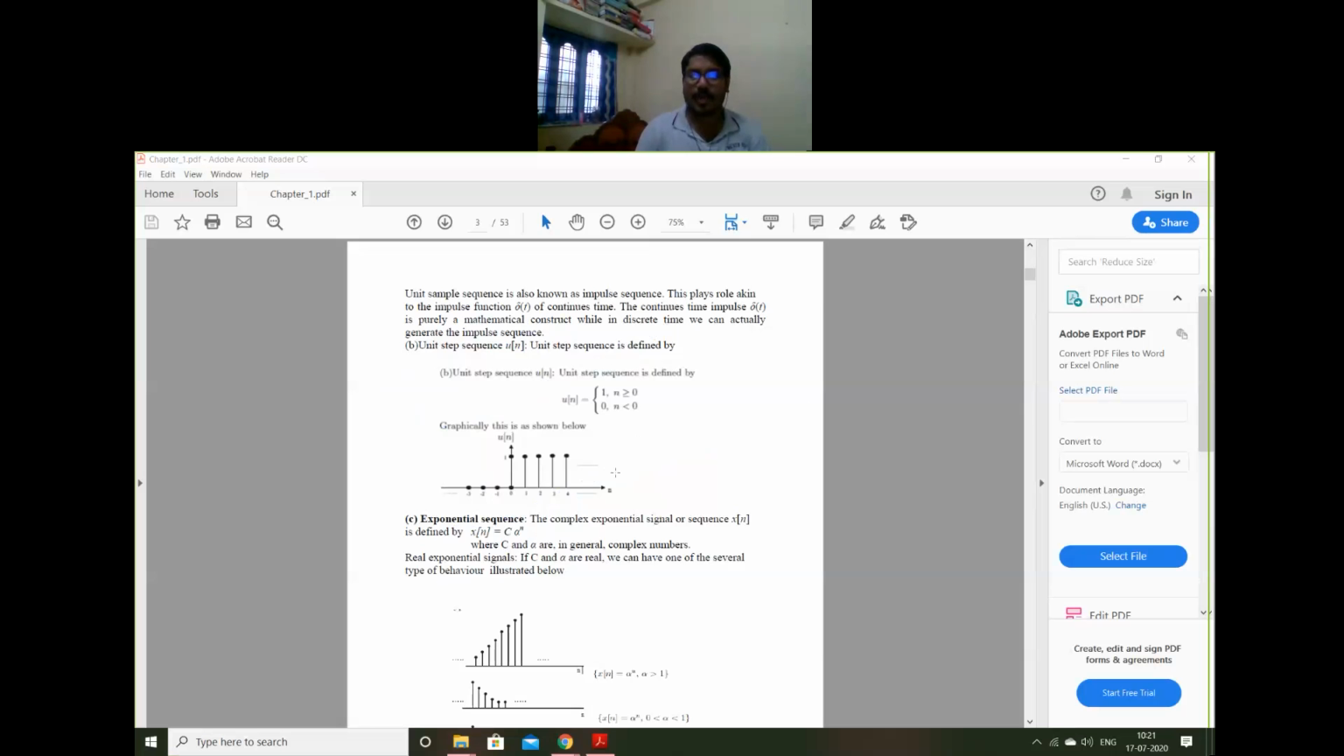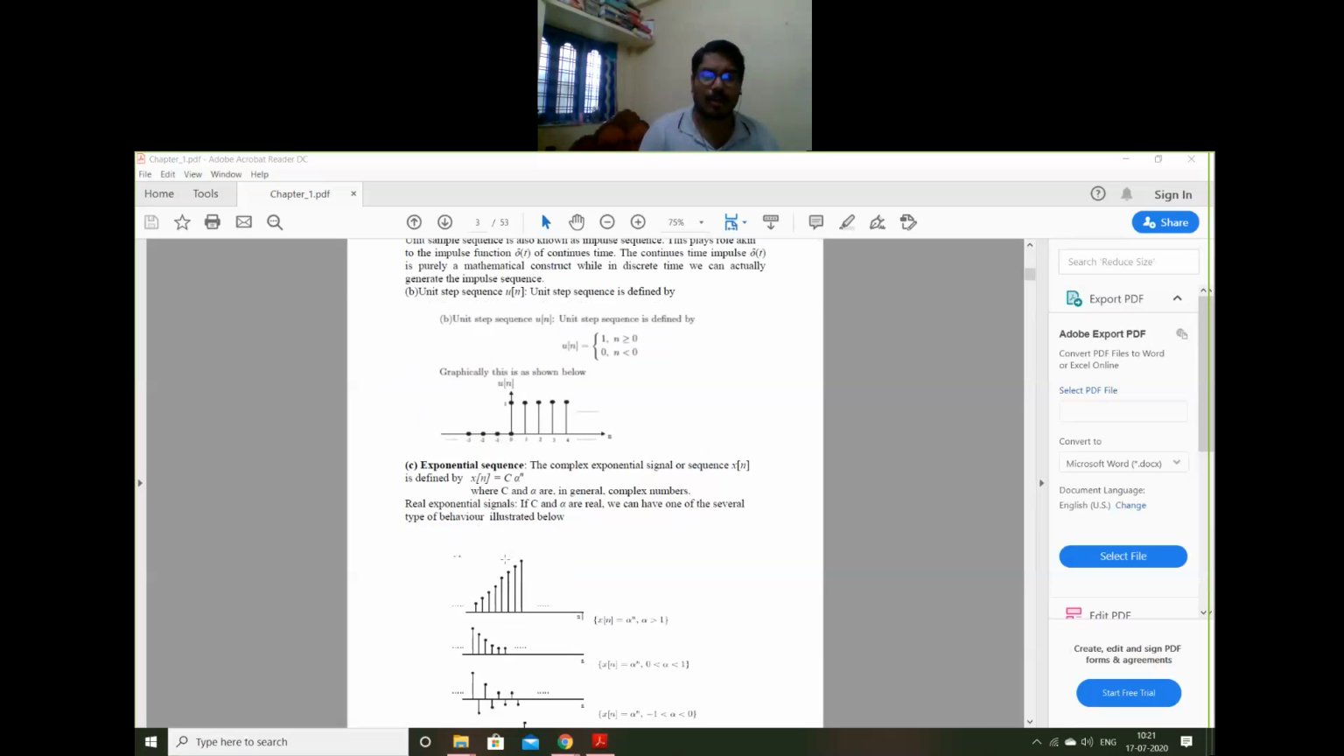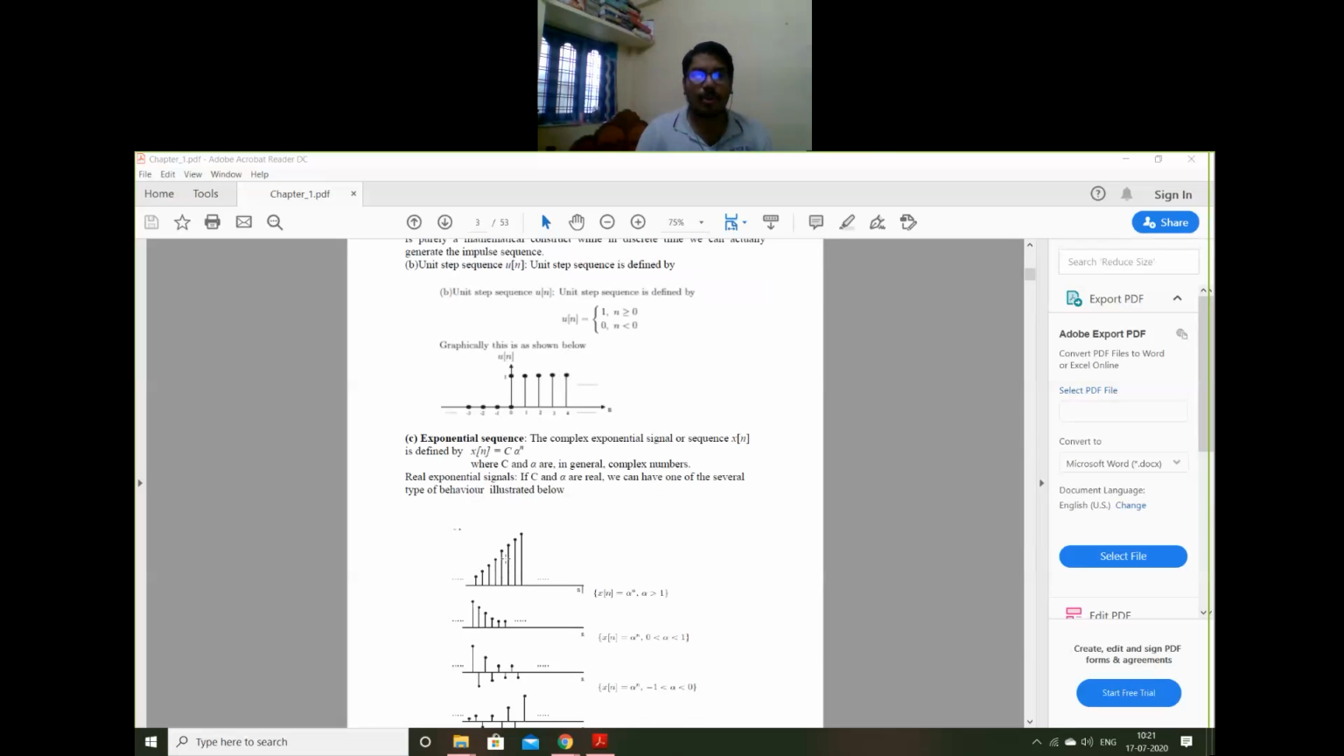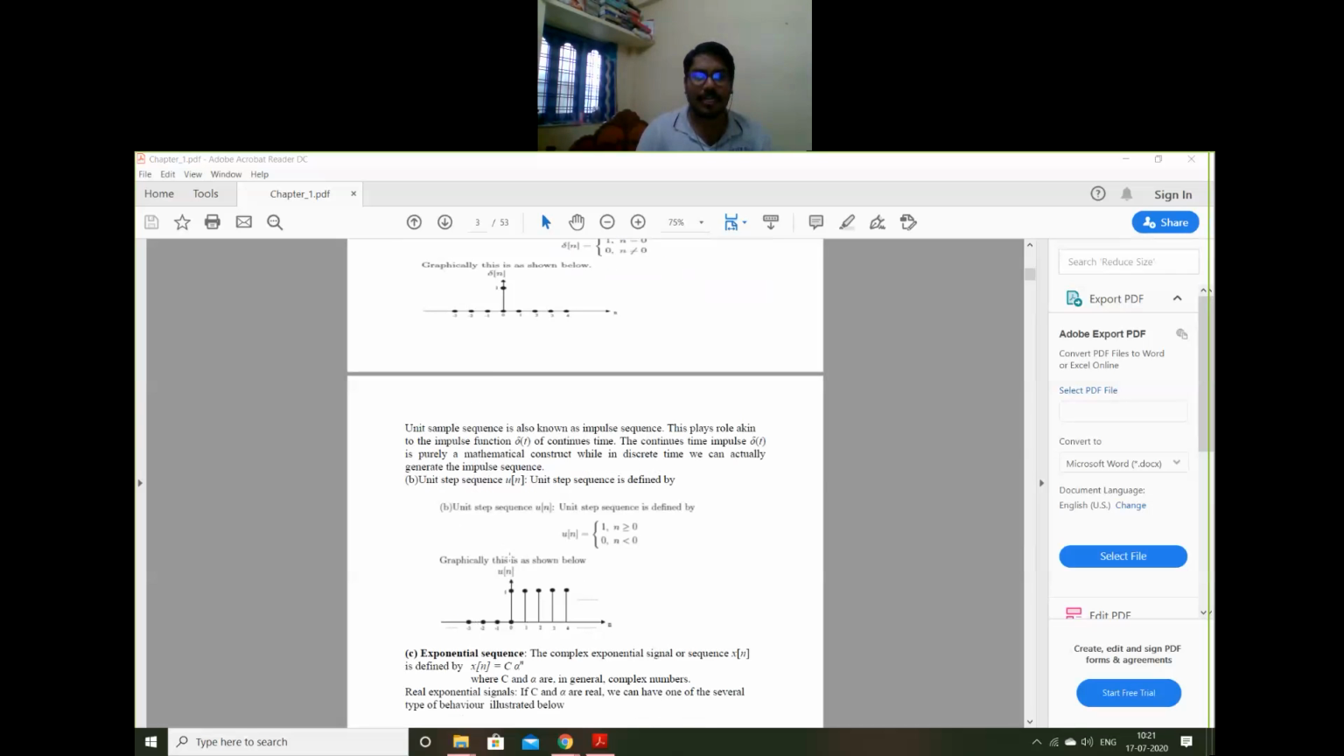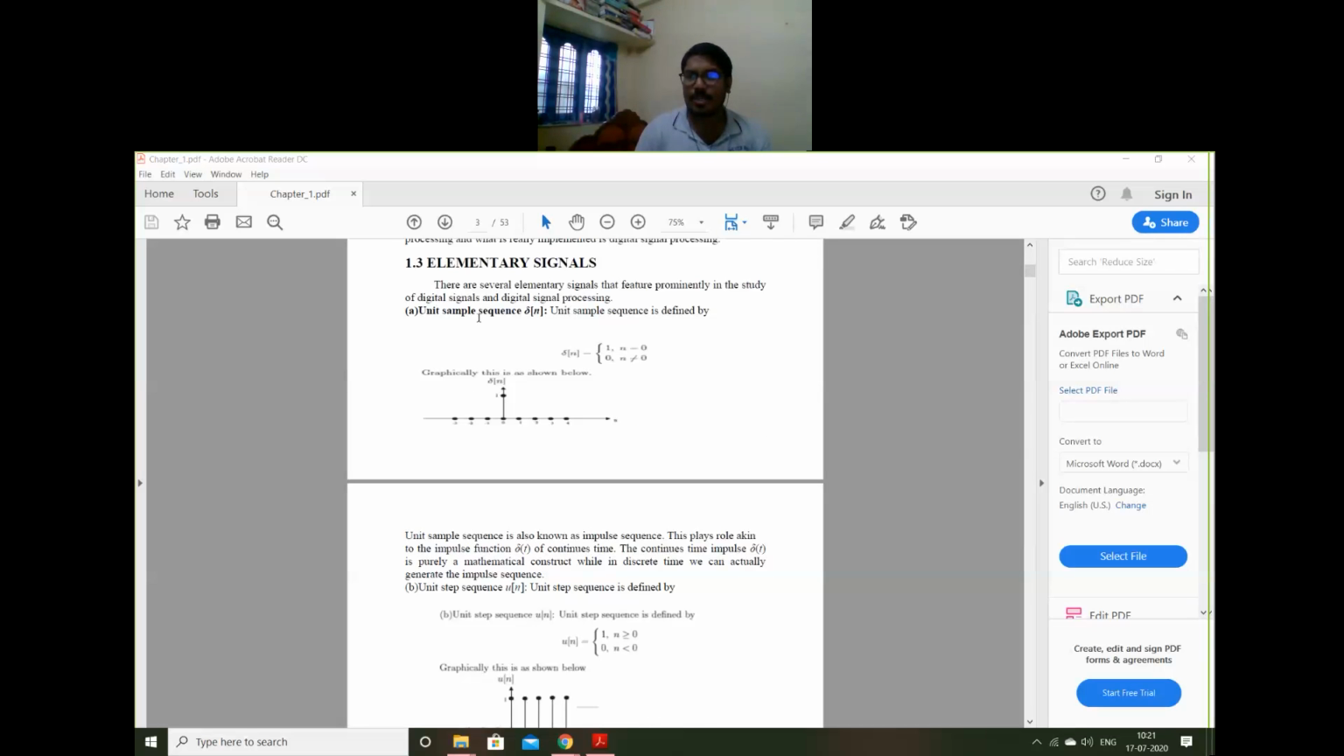Now, I'm moving to the next one. Very, very important: unit impulse. This unit impulse is very much useful to us in real-time applications. So, the speciality of unit impulse will be like this. This is a unit impulse.